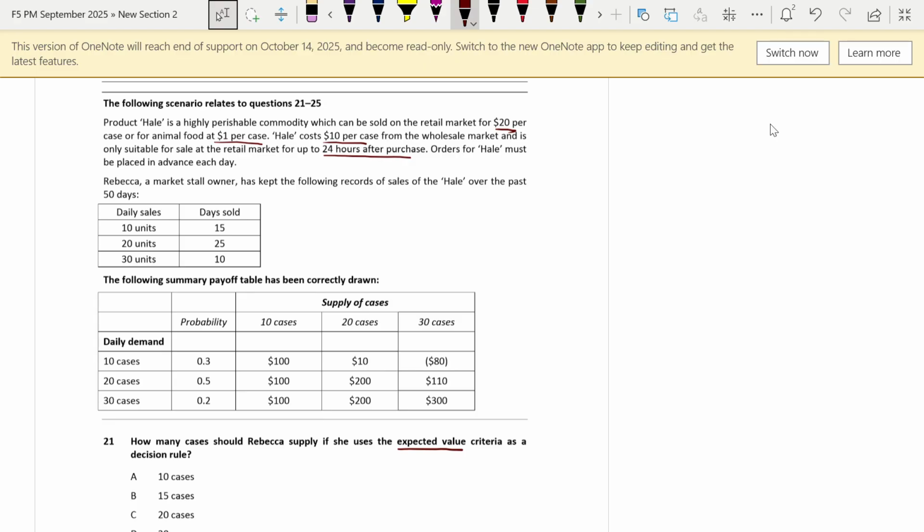Rebecca, a market stall owner, kept the following records of sale. 50 days: 10 units, 15 days: 20 units, 25 days: 30 units, 10 days. The following summary payoff table has been correctly drawn. How many cases should Rebecca supply if he uses the expected value as a decision rule?